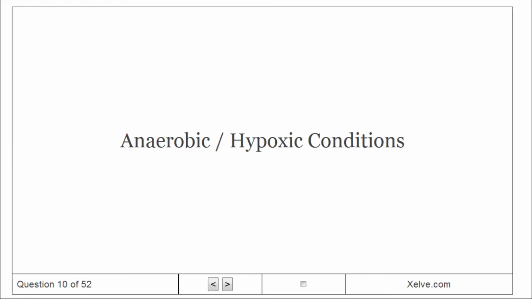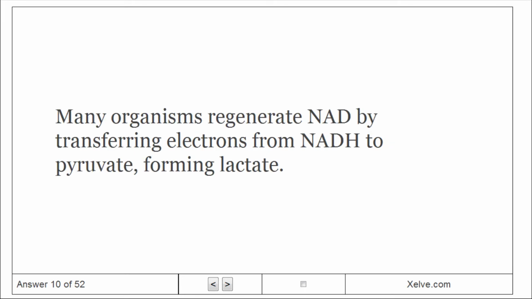Anaerobic, hypoxic conditions. Many organisms regenerate NAD+ by transferring electrons from NADH to pyruvate, forming lactate.